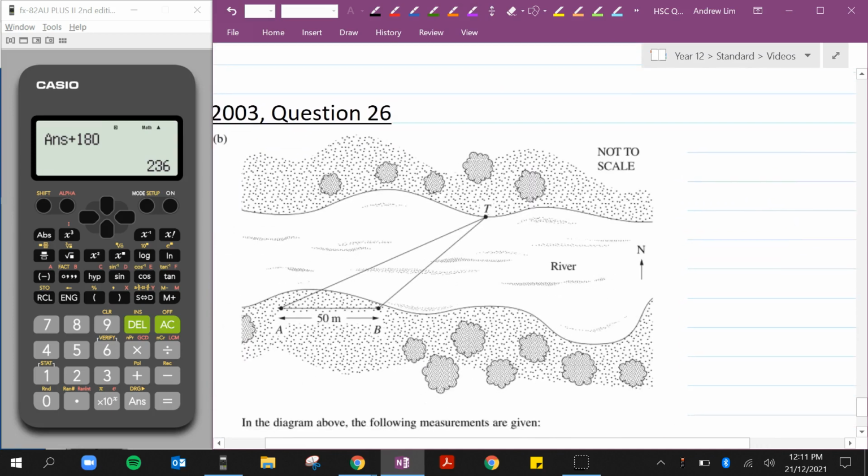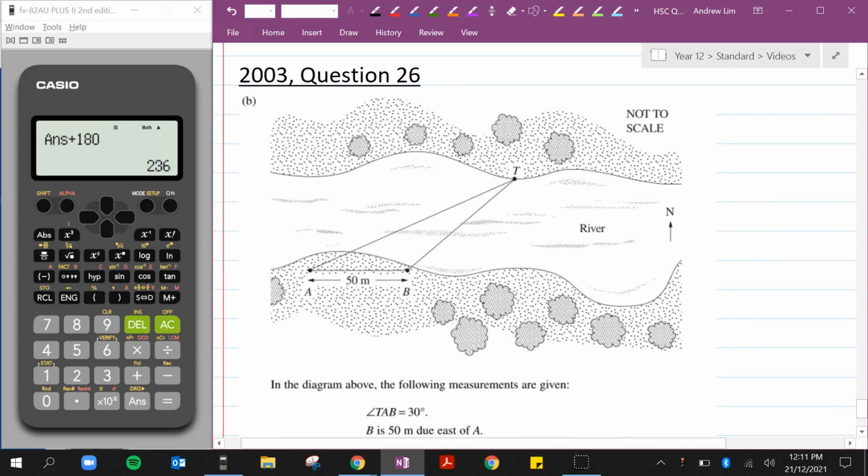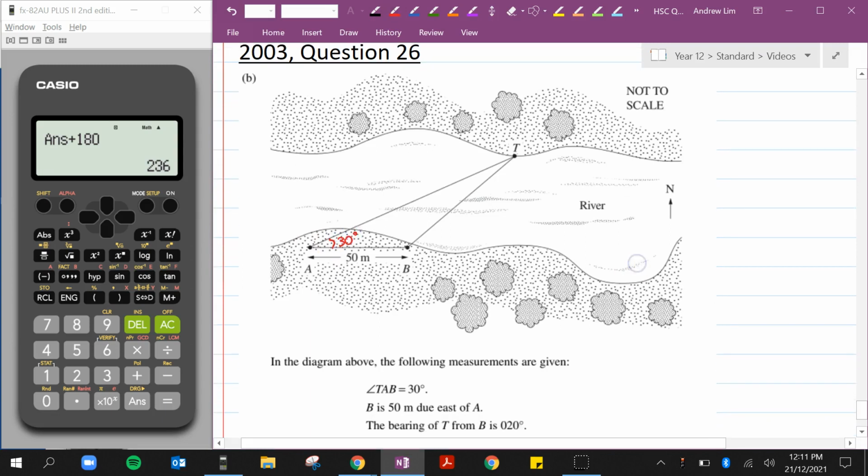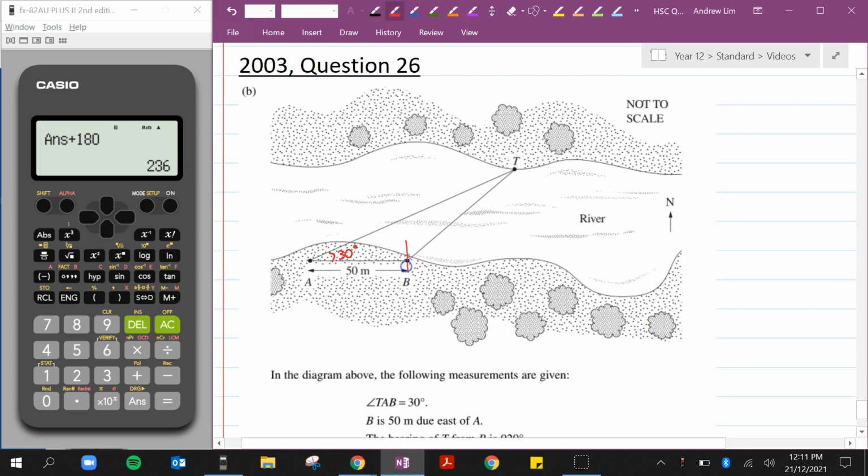Okay, last one for this video. This is question 26b from the 2003 paper. In the diagram above, the following measurements are given. Angle TAB is 30 degrees. Let's put that in. B is 50 meters due east of A, and the bearing of T from B is 20 degrees. The bearing of T from B is 20 degrees.